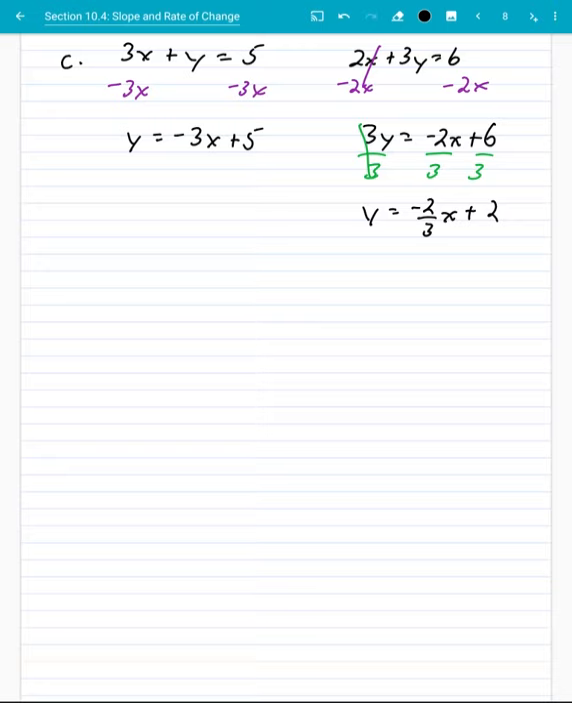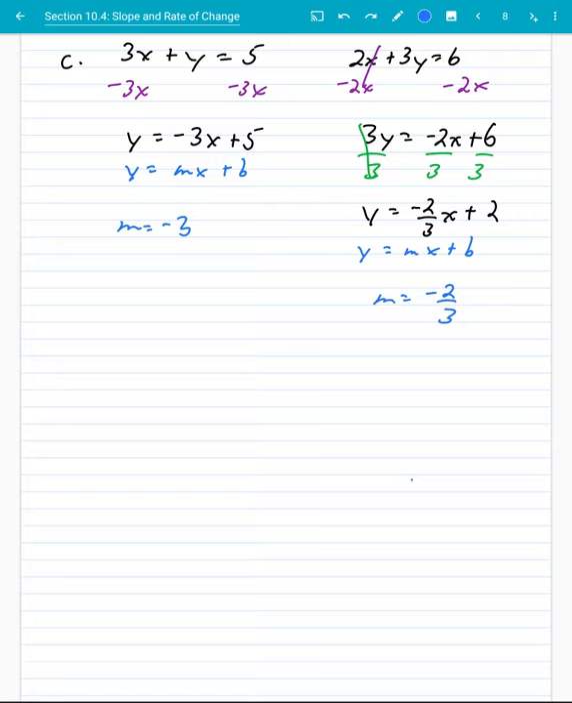So let's examine the slopes. We can see that they're all in y equals mx plus b. Slope for this one is negative 3. Slope for this one is negative 2 over 3. So they're clearly not parallel because they're not the same. Negative 3 is totally different from negative 2 over 3.